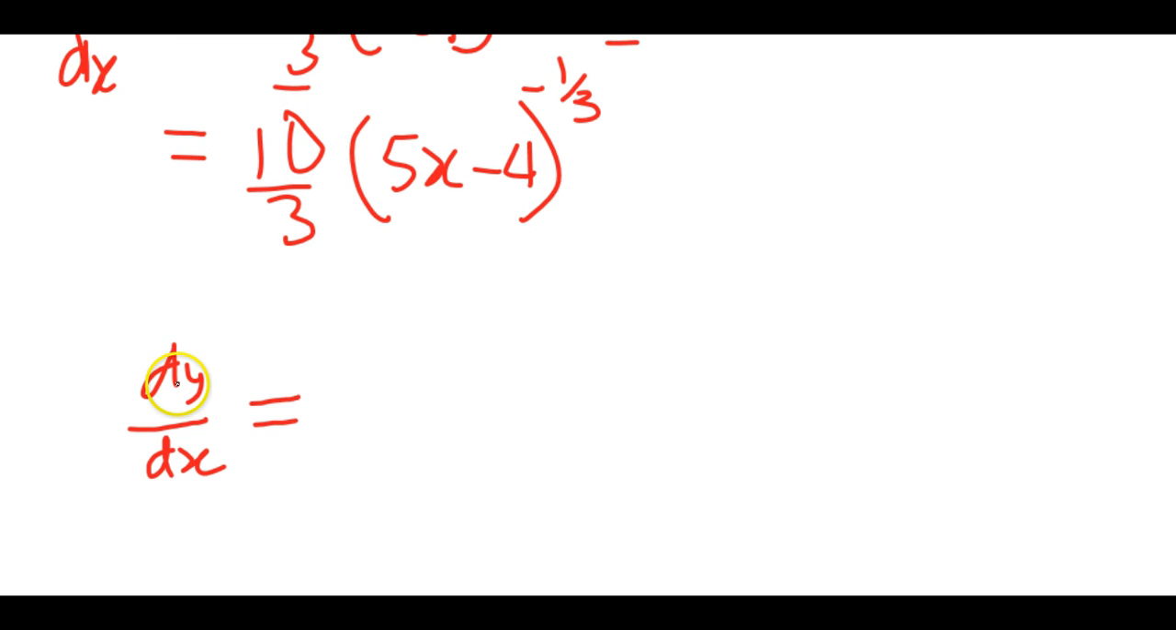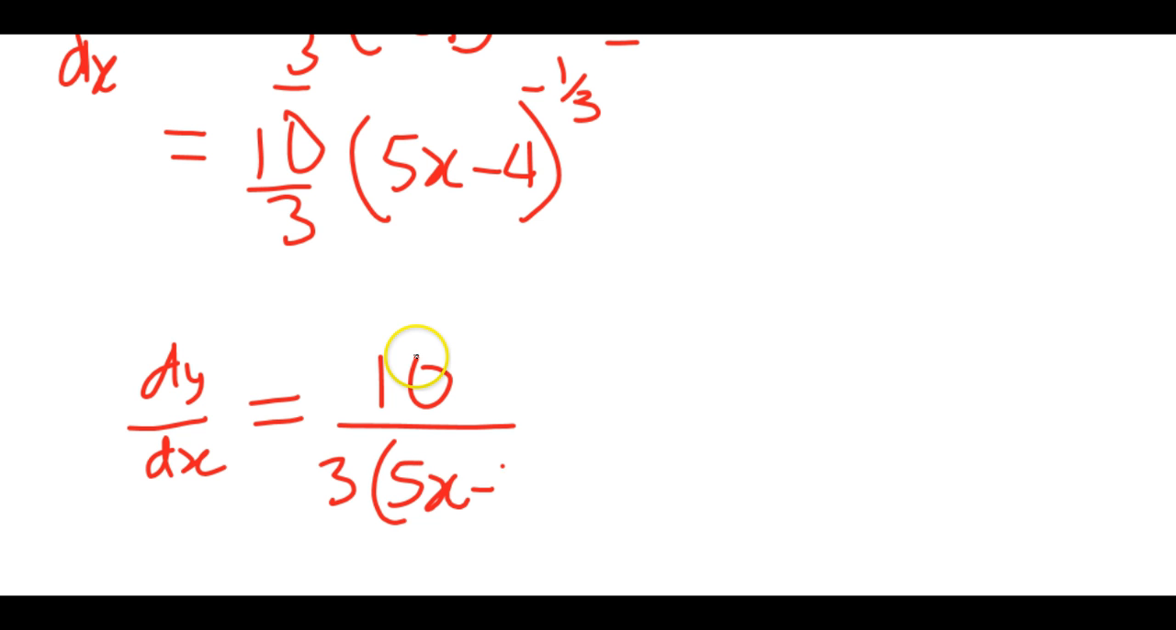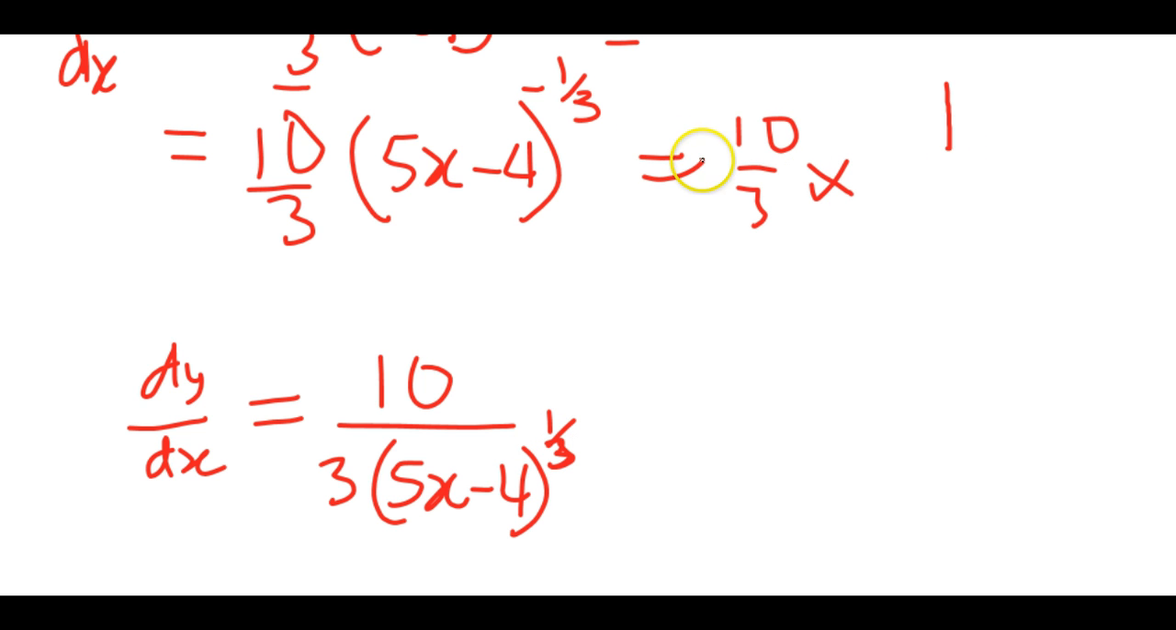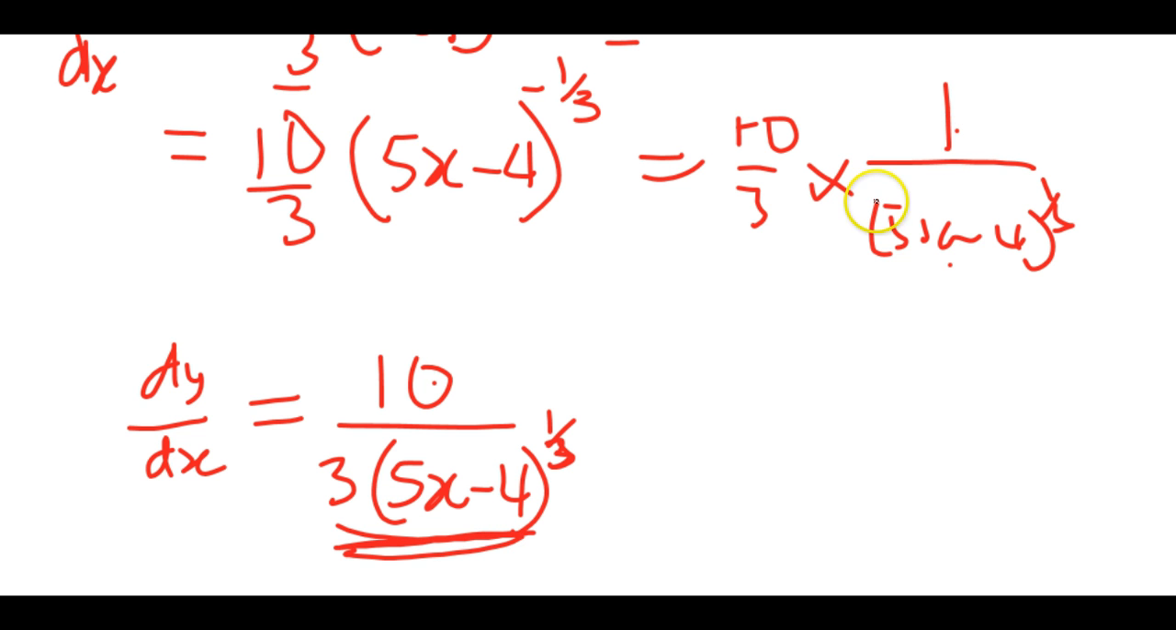So I can say 10 over 3 times (5x - 4) to the power 1 on 3. I believe you understand why it's so, because when this reciprocates, it's more or less like saying 10 on 3 times 1 over the function (5x - 4) to the power 1 on 3, and then 10 times 1 will give you 10 here, and then the 3 times that will give you this. And so this will be the final answer of the differential of the question that is given.